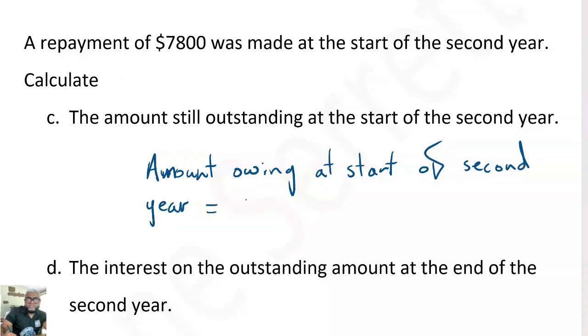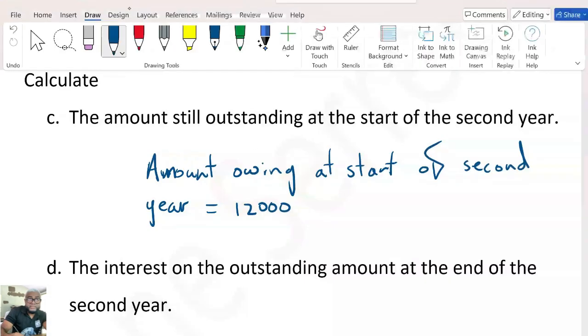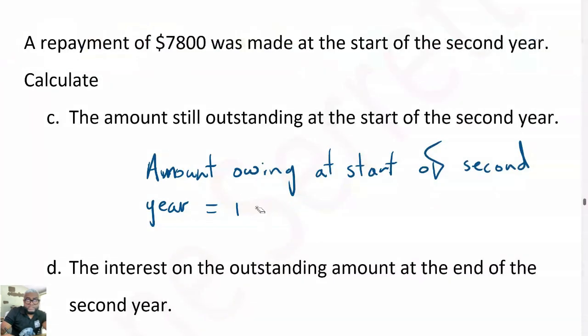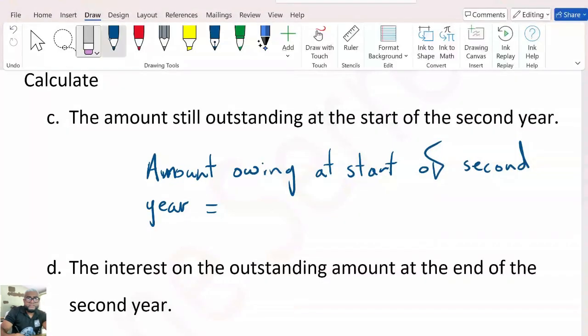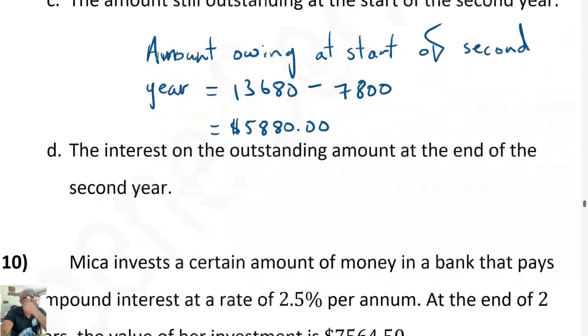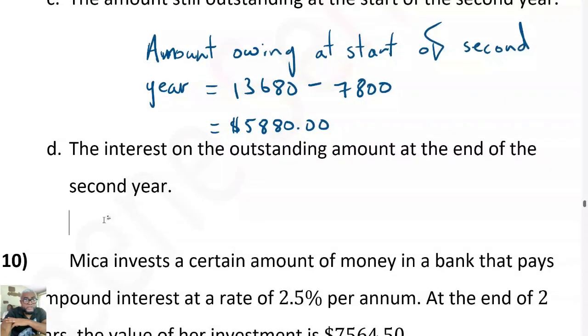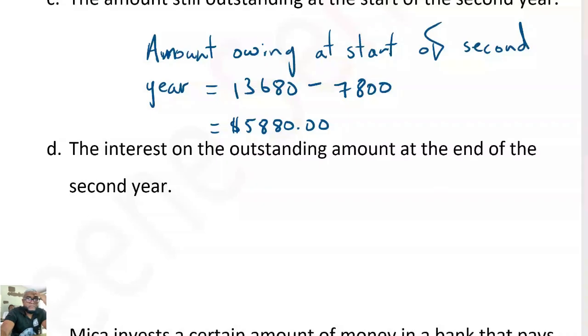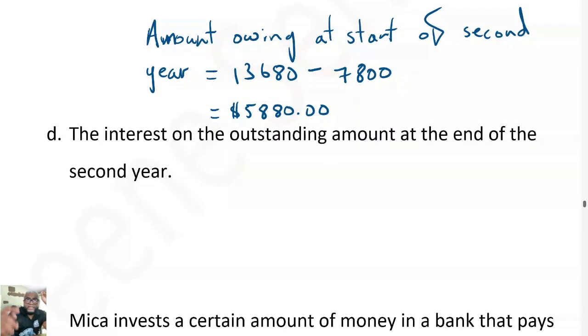So this will be equal to 13,680 minus the 7,800, which will leave me with 5,880. You get this? So there you go. The interest on the outstanding amount at the end of the second year.